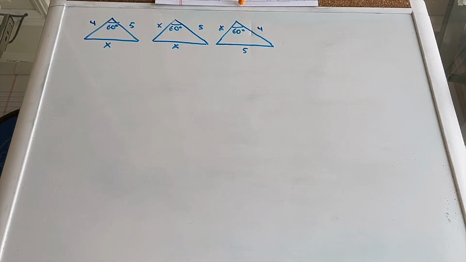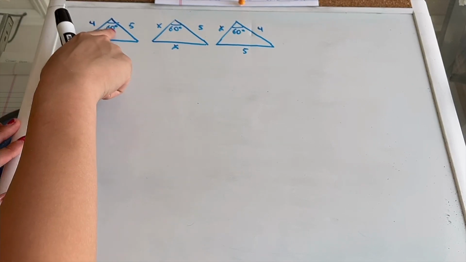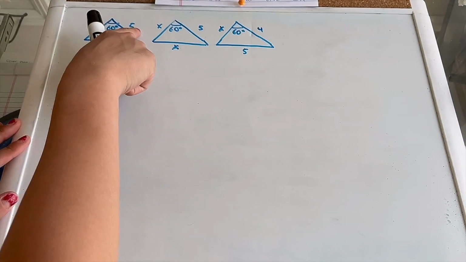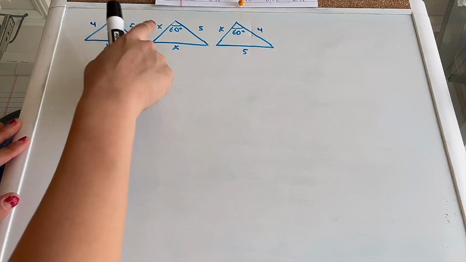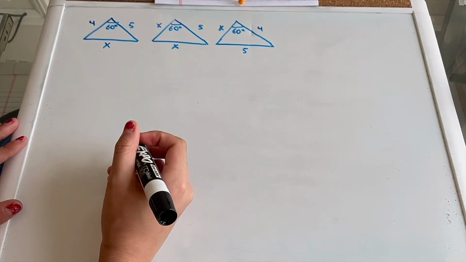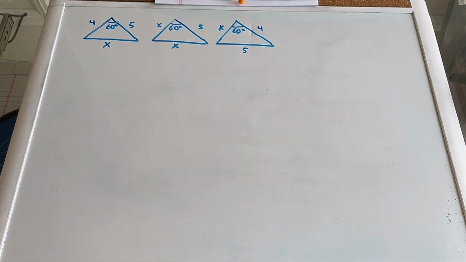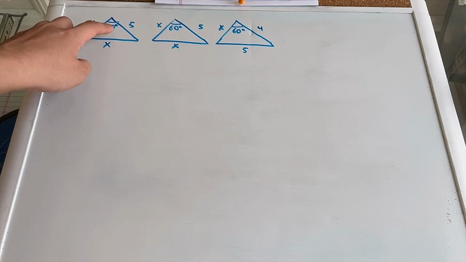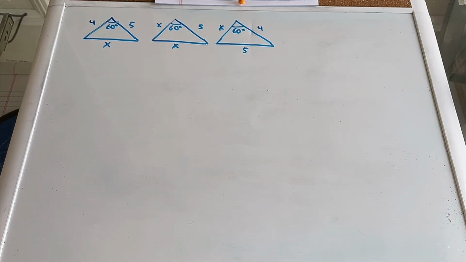So the first scenario is when the middle angle is going to be 60 and the 4 and 5 are the lengths beside it. And this is going to be x and 5, and then this is x and 4. So we're going to be using the law of cosines for this purpose, because if we know three values of either the side lengths of a triangle or the angles, then we can find everything else.